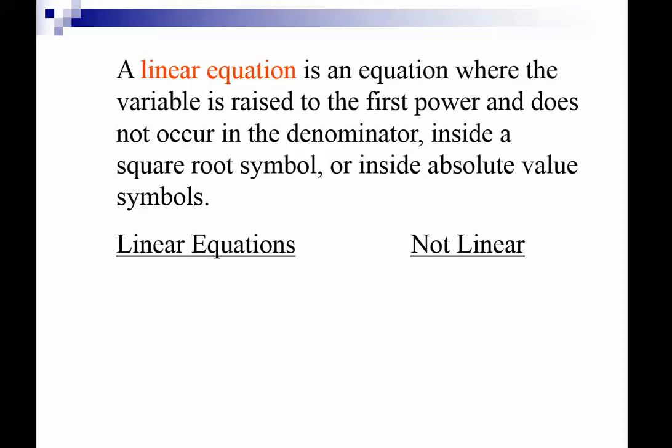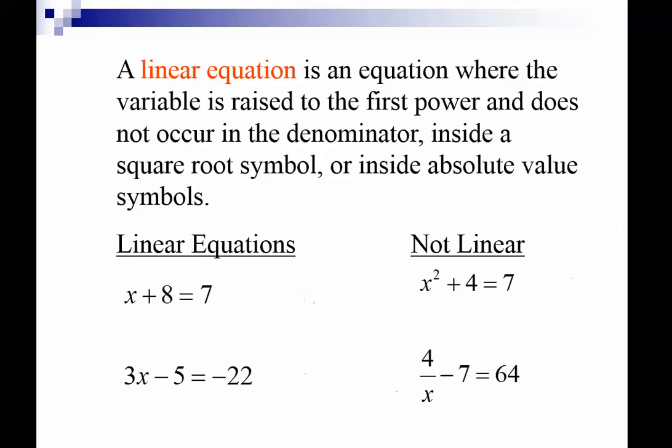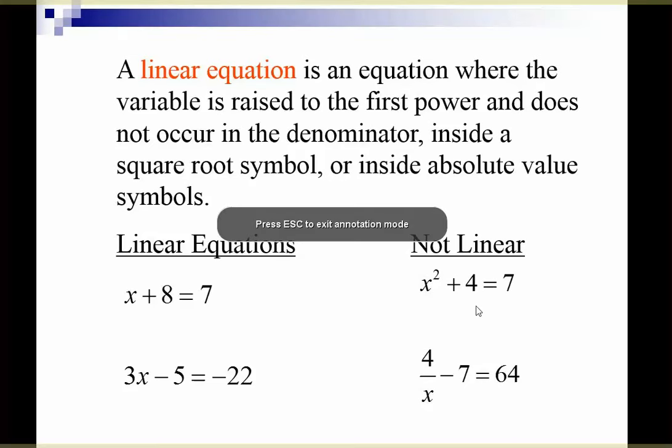So I'm going to throw up some equations here, and I want you to think about why it's linear or why it's not linear according to the definition above. Let's take a look at that first one, the x plus 8 equals 7. Why is this guy considered linear? Well, if you go back up to the definition, it says a linear equation is an equation where the variable is raised to the first power. Take a look at the x.